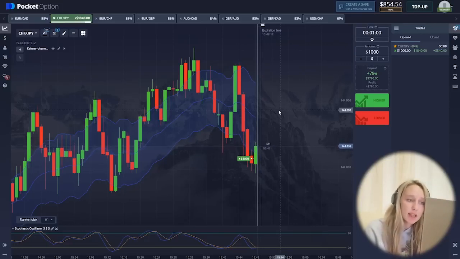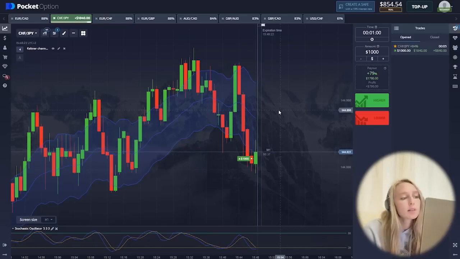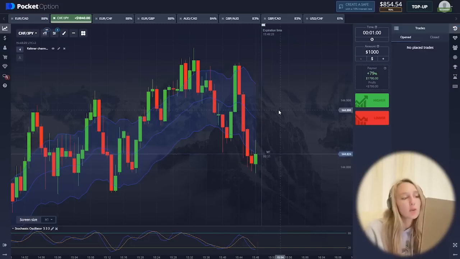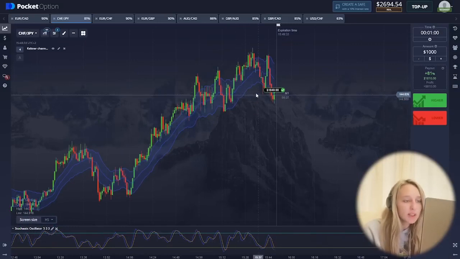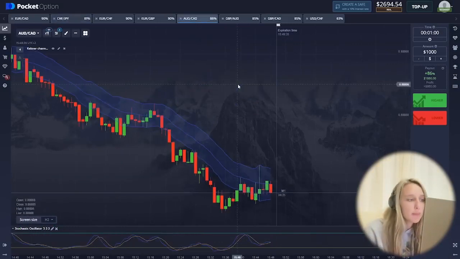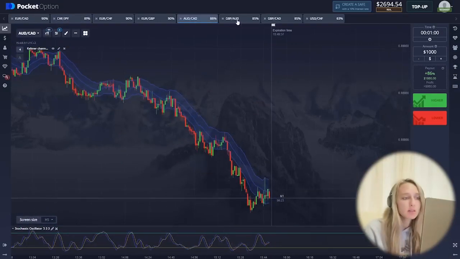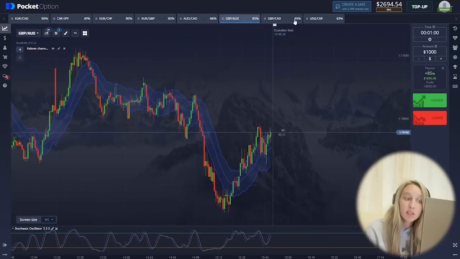Actually, before it ends, there is a little less than 10 seconds left, and our deal closes again in a plus. There are already $2,700 on the balance. Very good result. I would like to continue the trading session.